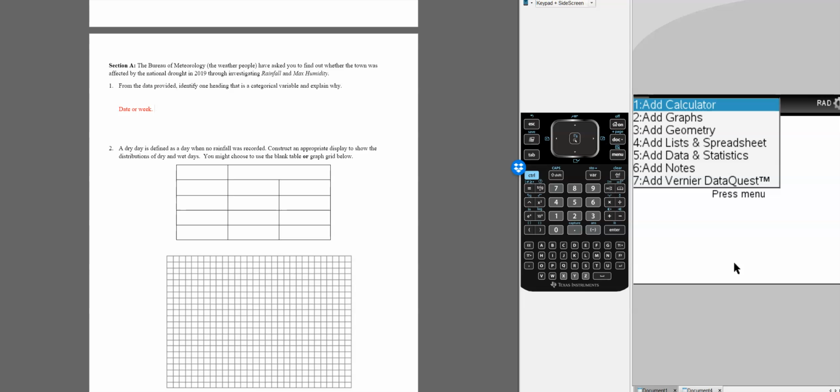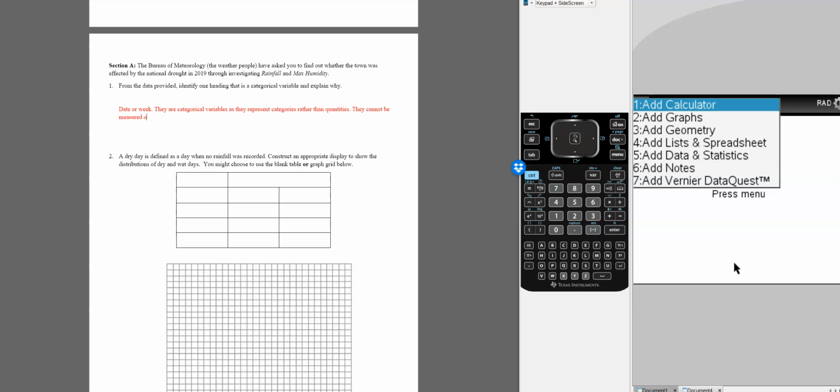Now, it says explain why. The way you should be representing this is they are categorical variables as they represent categories rather than quantities. They cannot be measured or counted. Okay, and that in itself would get you the full mark for this.